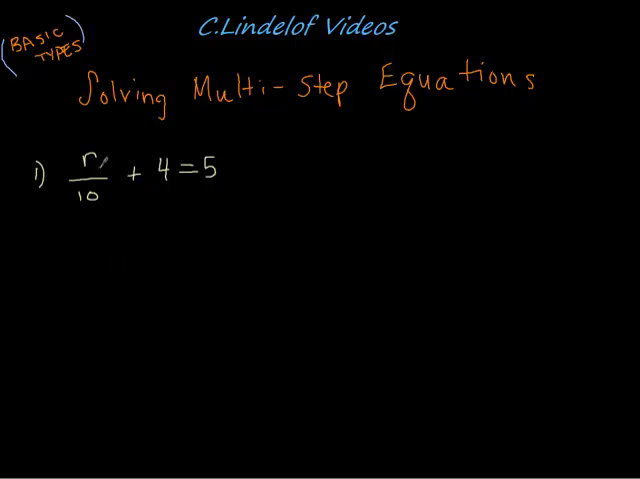Here's the first one, where our variable r is in the numerator of a fraction. So we have to figure out how to separate this r from this 10 down here. But before we do, we just do the basic algebra that we're used to, which is that we're going to move everything away from the variable, starting with addition and subtraction. So I'm going to subtract 4 from both sides. I get r over 10 is equal to 1.